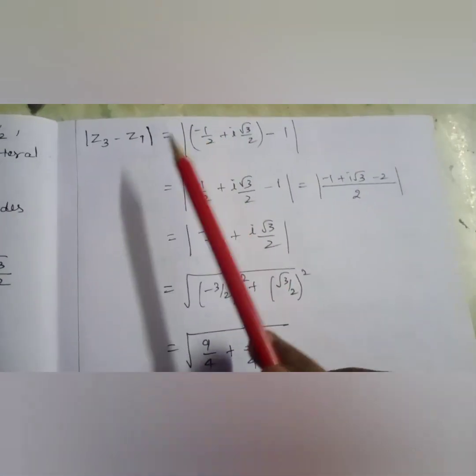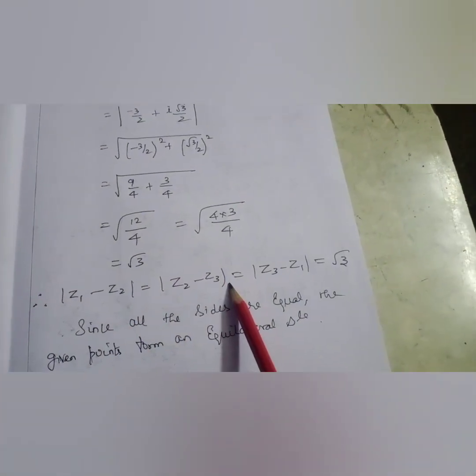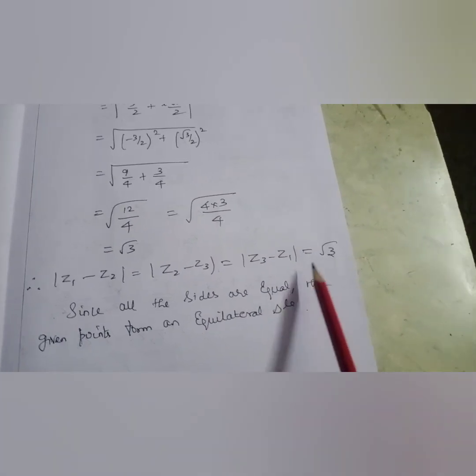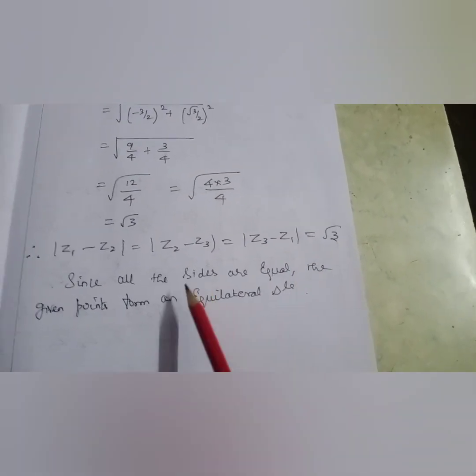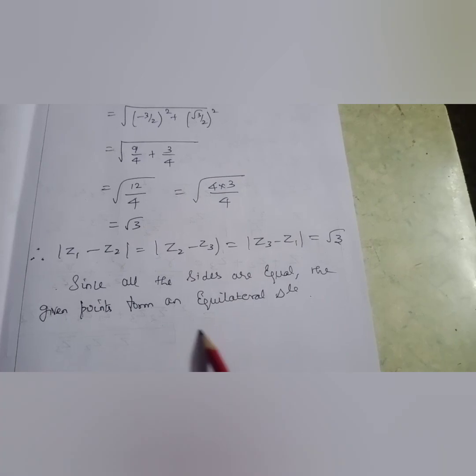Similarly I will do it for z3 minus z1, and for all the sides I have got root 3. So modulus of z1 minus z2 is equal to modulus of z2 minus z3 is equal to modulus of z3 minus z1 is equal to root 3. Since all the sides are equal, the given points form an equilateral triangle.